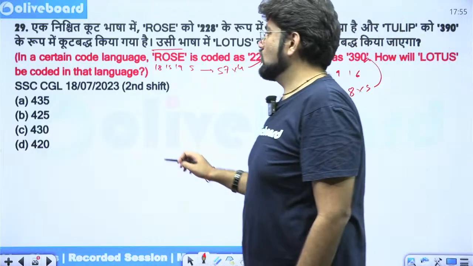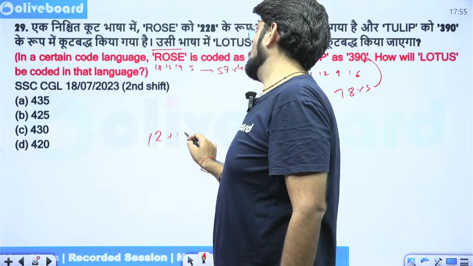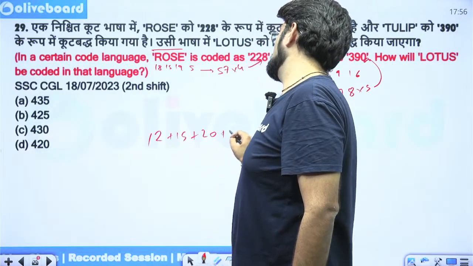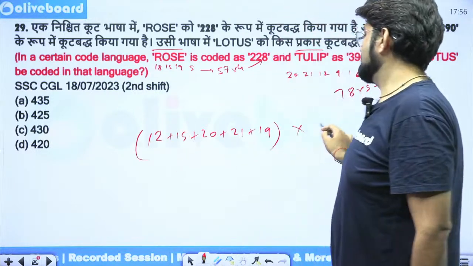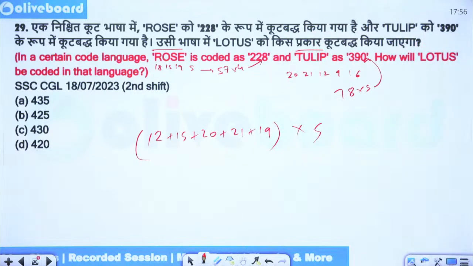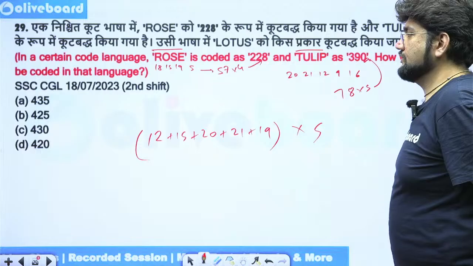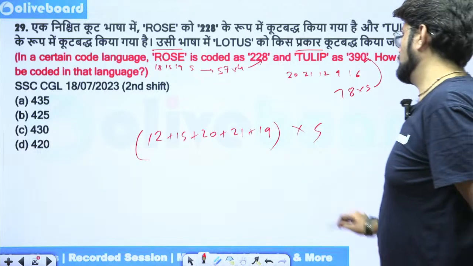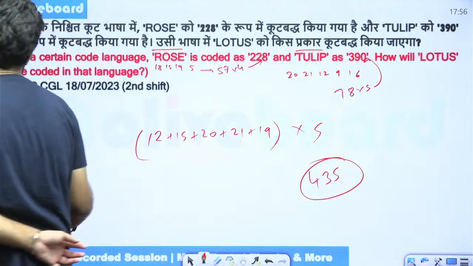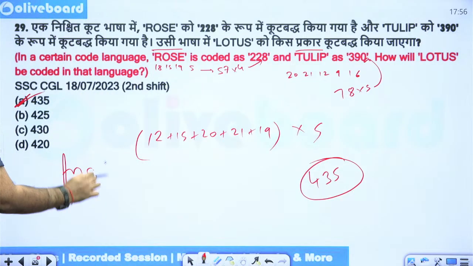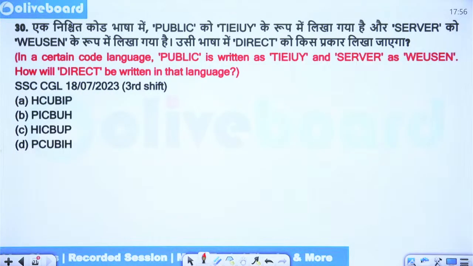So what is the code for lotus? L O. How many letters? 5 letters. 27. And 47, 87 into 5. Half of 80. 435. Okay. Last question for the session.